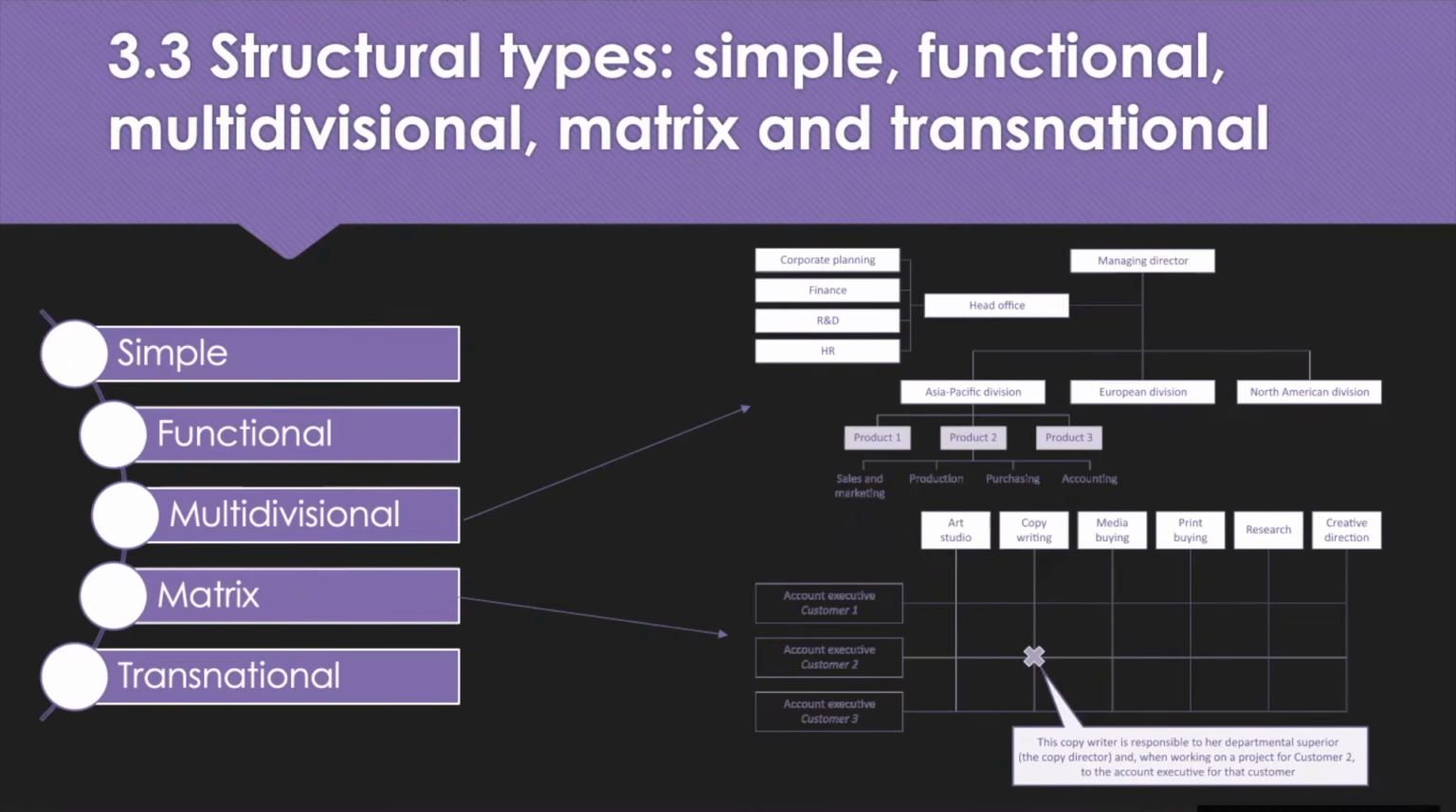At the bottom, you have the matrix structure. This allows for an organisation to group its staff or employees based on products and functions. And product team members will have more than one reporting line. So you've obviously got your line manager and then your project manager that you report into.